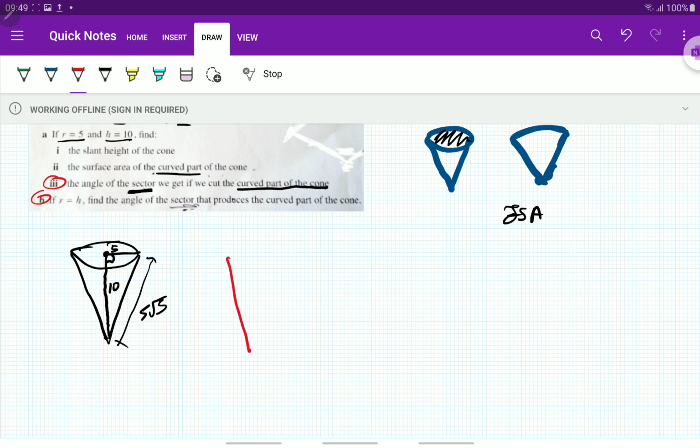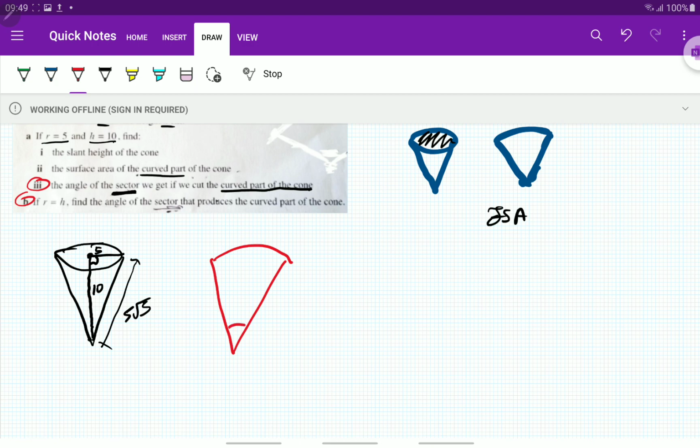So let's draw the net, fairly simple. And the angle of the sector we get if we cut, they want this angle, okay, theta. Let's name it as theta. They want theta. So now what we are going to do is, if you think about it, the slant height of the cone is actually the radius of the bigger circle which this sector is cut from. So the radius, this bit, is 5 root 5.